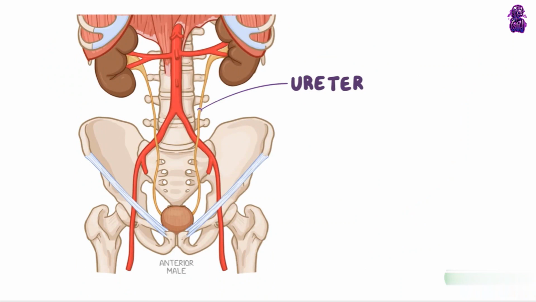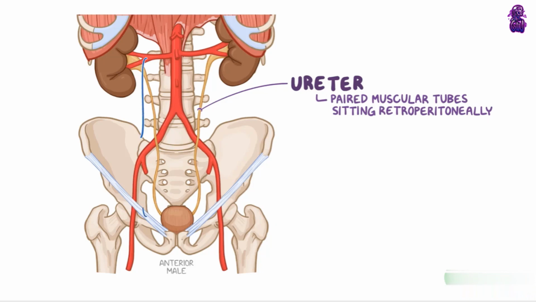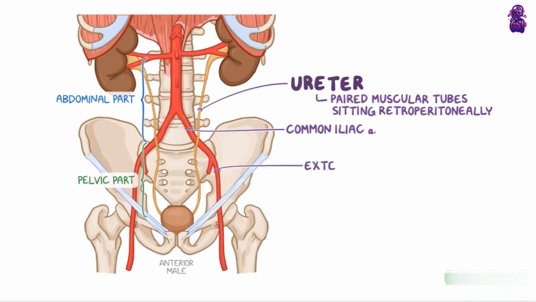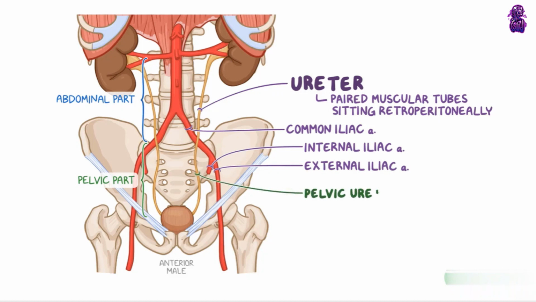Let's start with the ureters, which are paired muscular tubes sitting retroperitoneally that transport urine from the kidneys to the urinary bladder. The ureters are roughly 30 centimeters long and have two parts: an upper abdominal part and a lower pelvic part. The abdominal part starts at the kidneys and descends in the abdomen posterior to the peritoneum to reach the pelvic brim. Here, the ureters cross near the bifurcation of the common iliac arteries, where the external and internal iliac arteries begin, and are now referred to as the pelvic ureters.